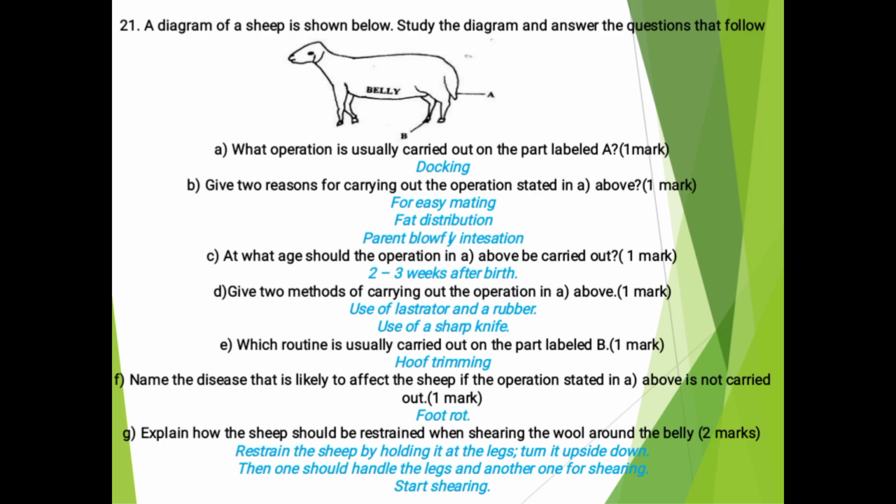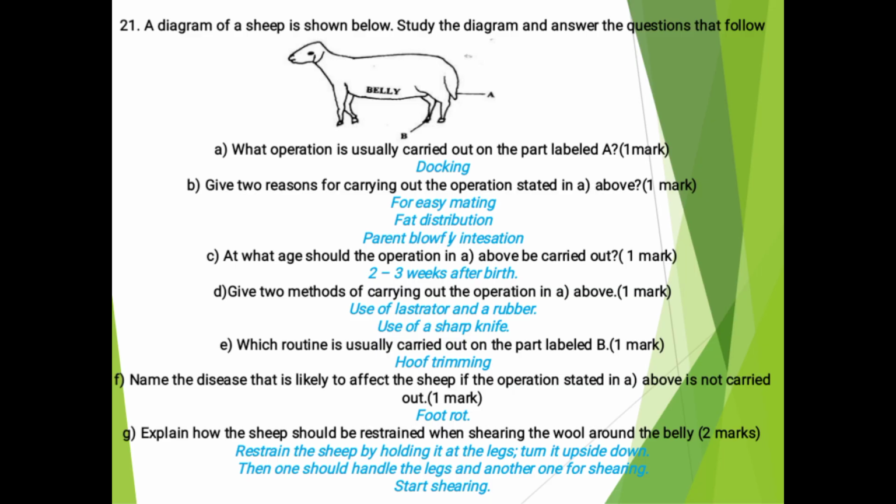Which routine practice is carried out at the part labeled B? I've said the part labeled B is the hoof. So the practice that is carried out at the hoof is known as hoof trimming. We have already discussed hoof trimming. The disease that is likely to affect the sheep if the operation stated in E above is not carried out is foot rot. When you don't practice hoof trimming, you may end up allowing your sheep to suffer the condition known as foot rot.